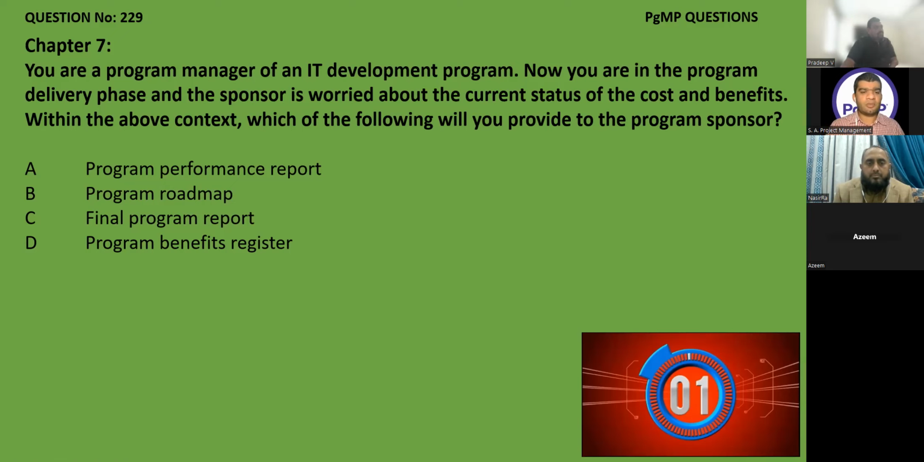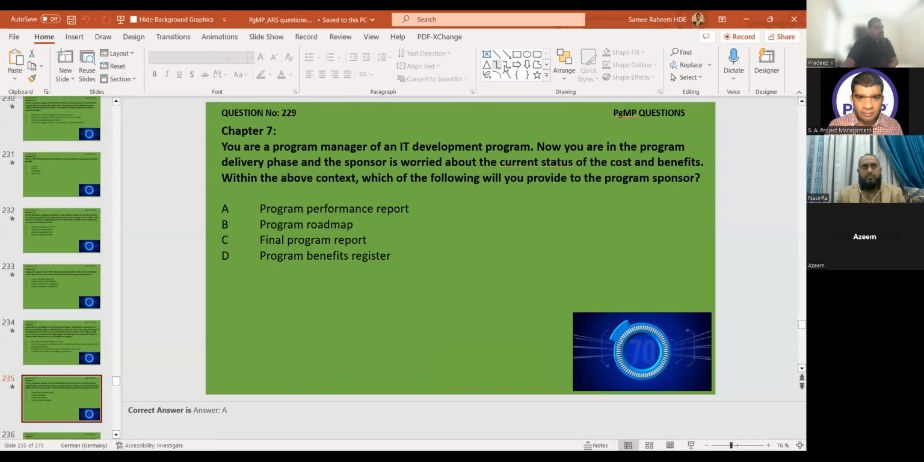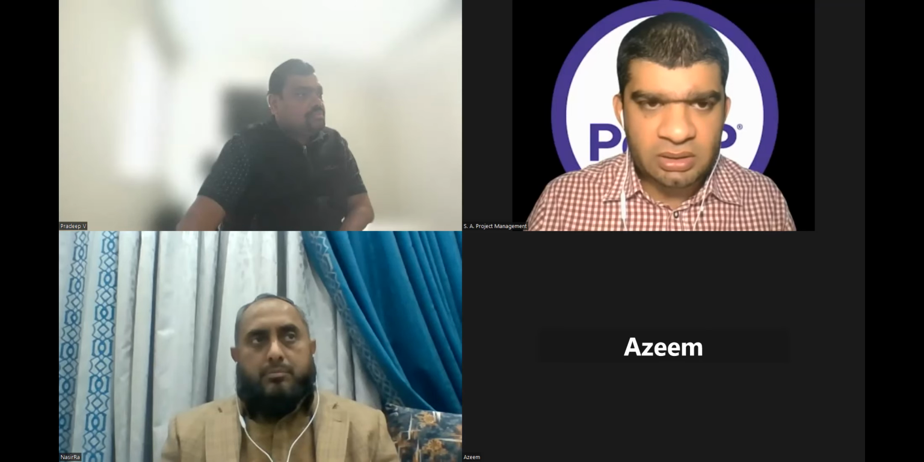Is it clear? So we did one question, but I have told you all the 4 scenarios that could come in the exam. So this is actually 4 questions that we covered. But the performance report will also contain the benefits status, right? Yes, it's a more detailed and bigger document than the benefit register. But in case he only asks you about the progress of the program, let me show you one thing. It's very good that you asked this question.